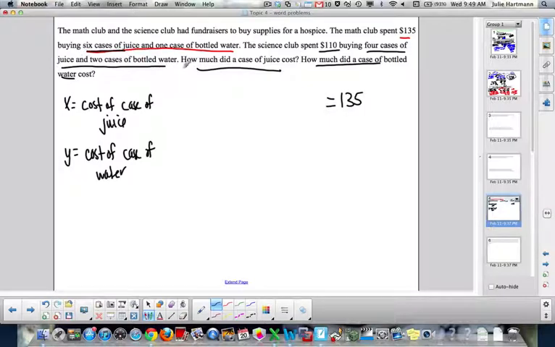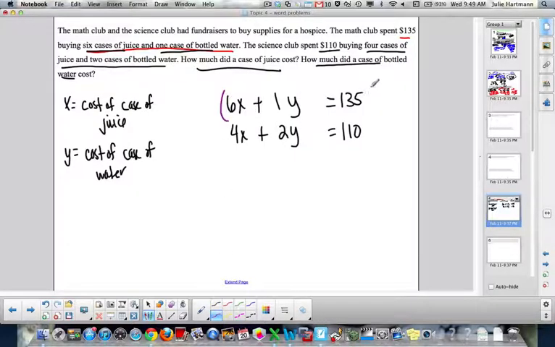All right, so Math Club spent $135. They have 6 cases of juice, so 6 times the cost of juice, plus 1 case of bottled water, so 1 times the cost of y should equal 135. Science Club spent $110. They have 4 cases of juice, so 4 times the cost of the juice. 2 cases of bottled water, so 2 times the cost of bottled water. There's your system. These are all lined up, x and y, so I'm going to go ahead and solve by elimination. I am going to multiply the top by negative 2.